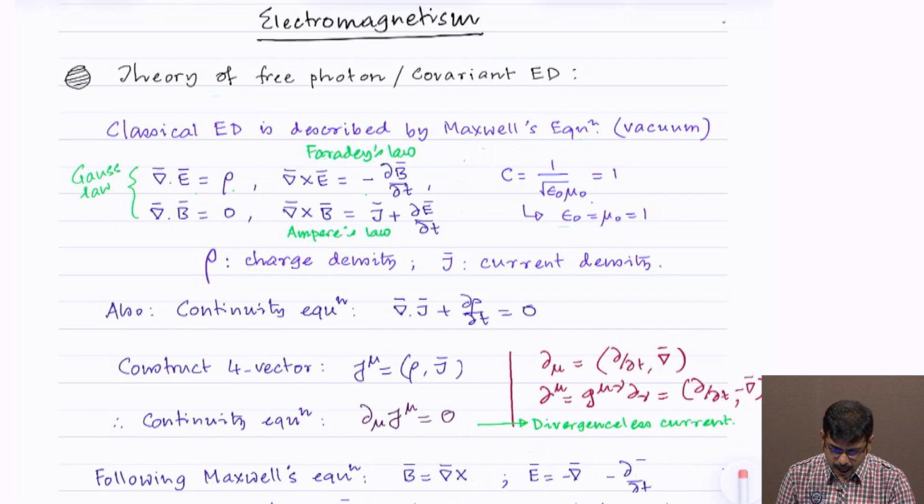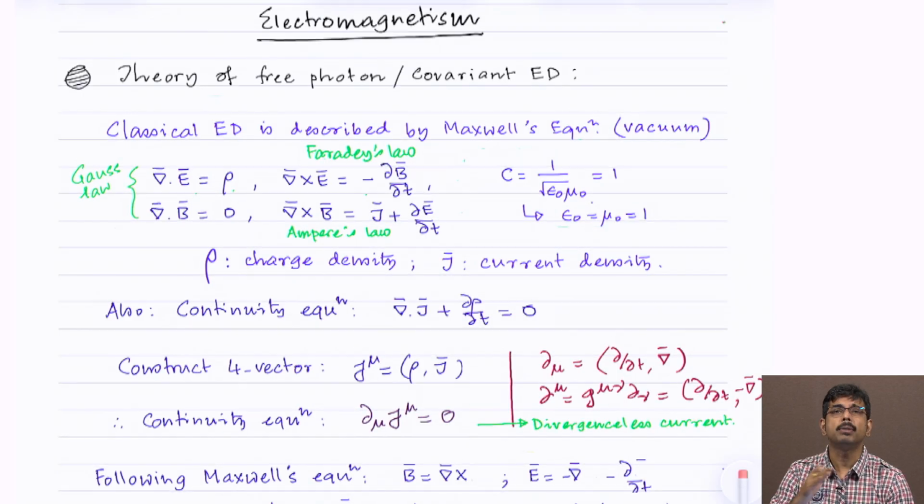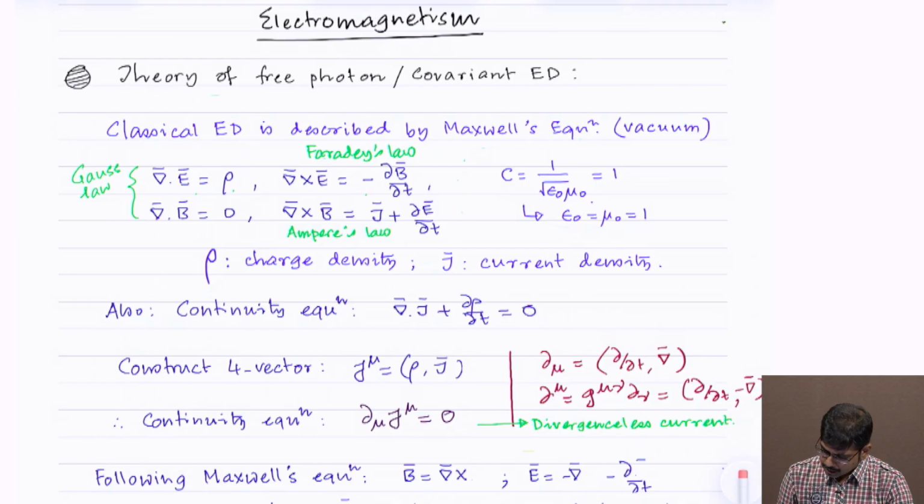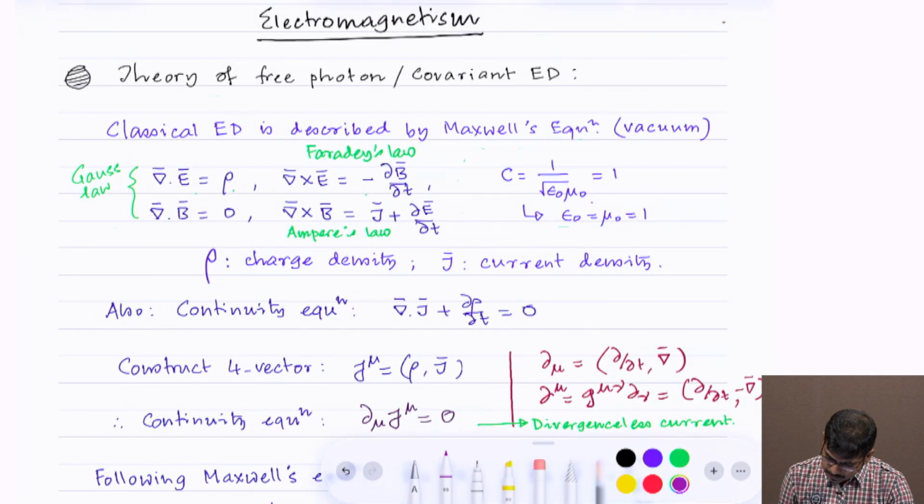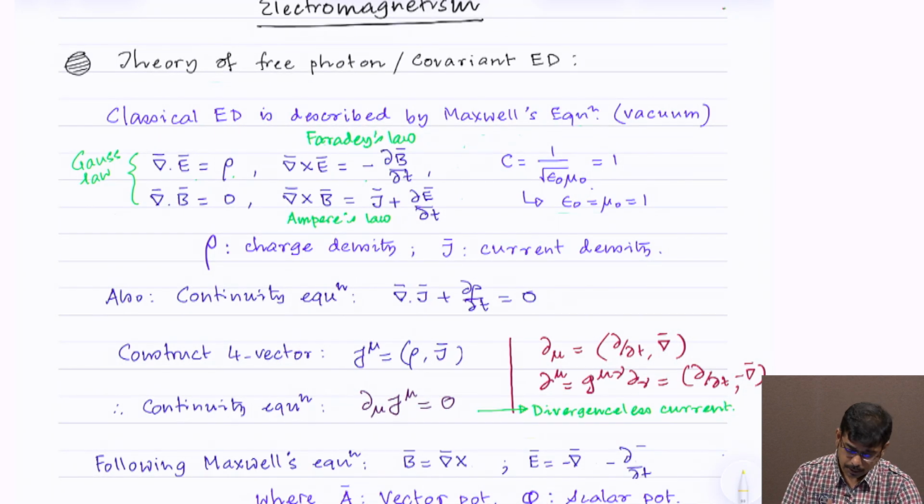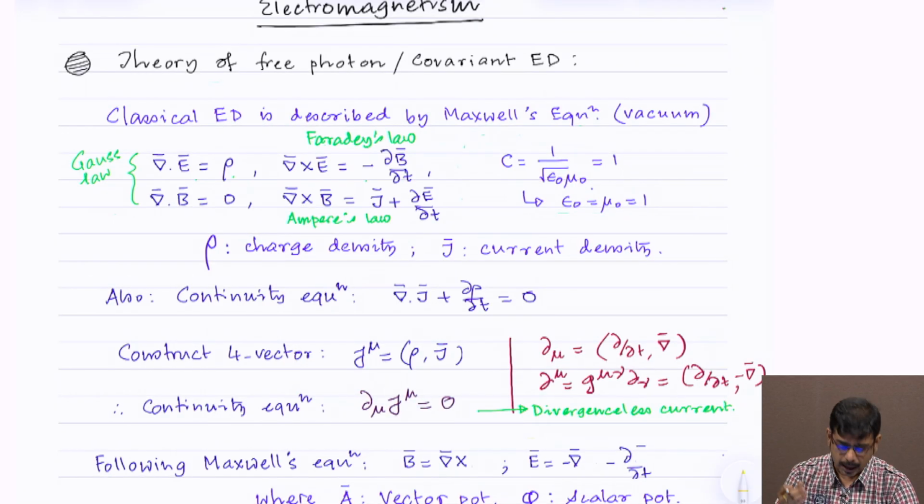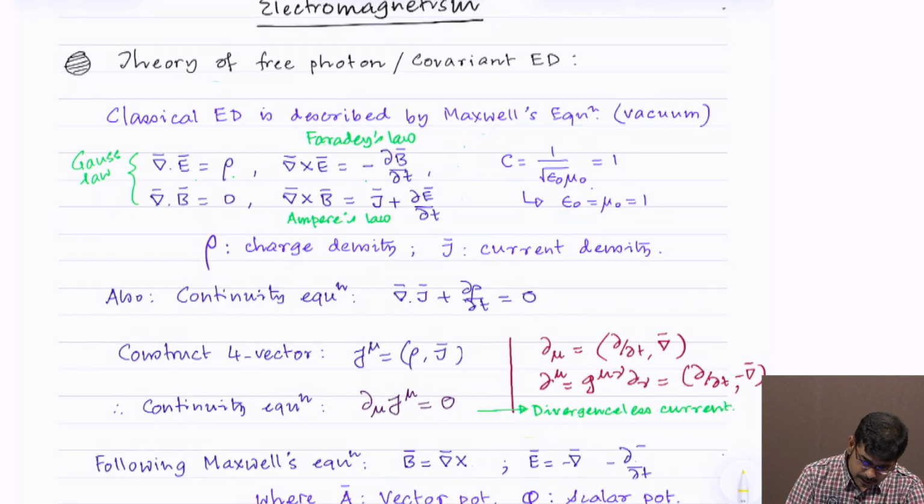Let us get started with Maxwell's equations. I am going to write them in vacuum, but please remind yourself what happens to these equations in different media. The divergence of E is equal to rho, divergence of B is equal to 0. This is a famous law which supposes the absence of magnetic monopoles, and it goes by the name of Gauss's law.